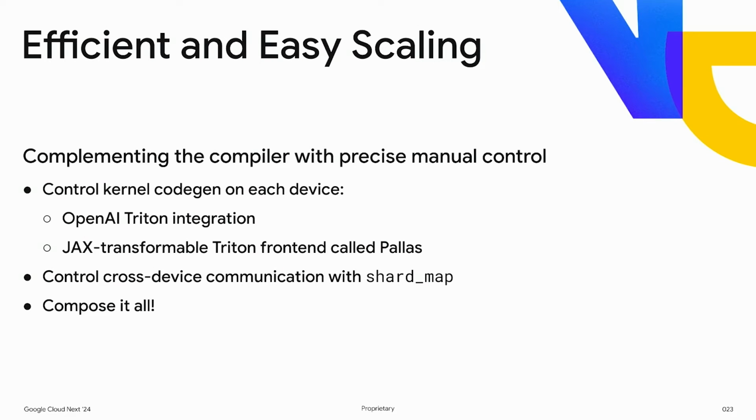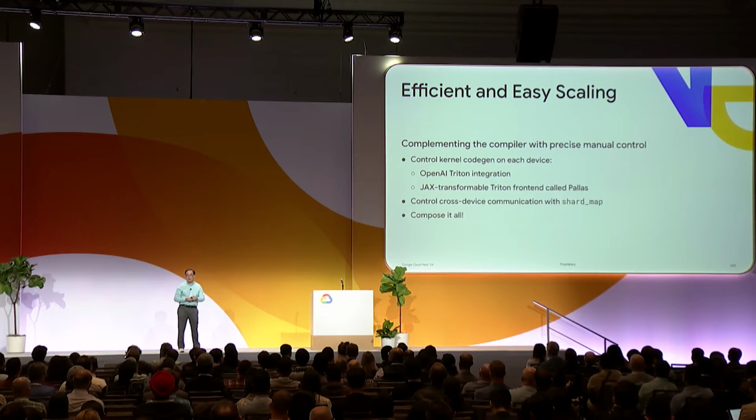So efficient scaling and easy scaling as well, because we can get a long way only doing some basic stuff in the code before we start diving into kernels and so forth to really squeeze the last few bits out of it, which we'll talk about. Because you can do your kernel code gen. There's two different ways to do it. We'll talk about them. And you can control your cross-device communication with shard map, also known as SHMAP.